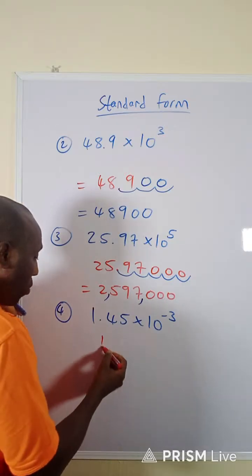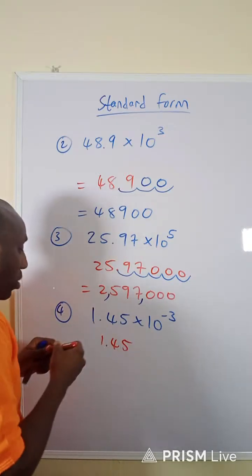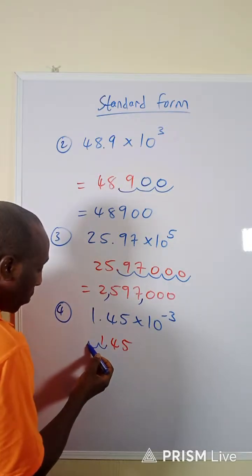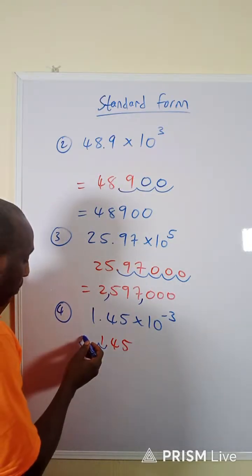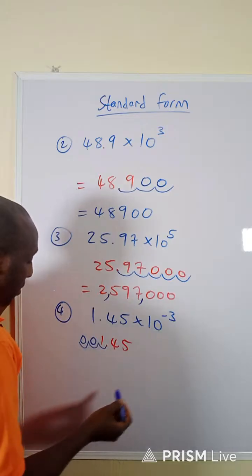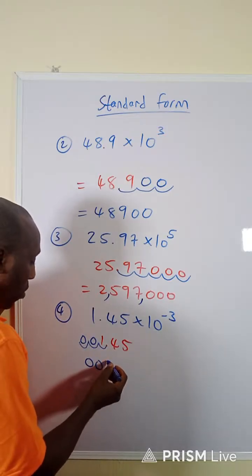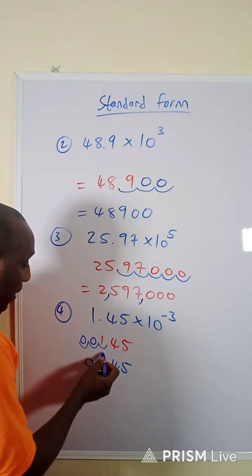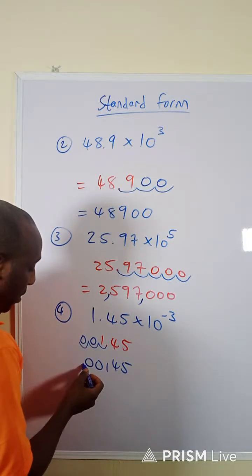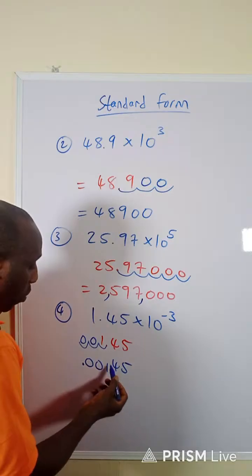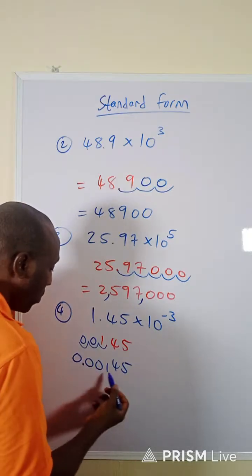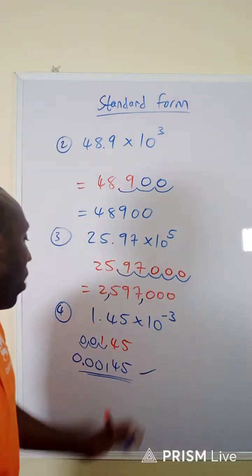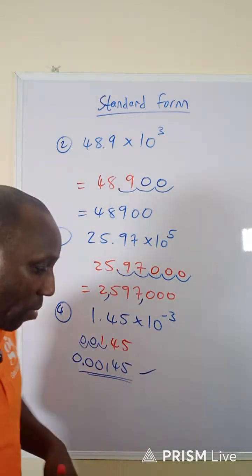So let me just write it, 1.45. We go to the left 3 times. Let's go, guys. From here, we do 1, 2, 3. In the empty spaces, put zeros. So you have 0, 0, 1, 4, 5. We can put our decimal point here because we shifted it from here to this point. So you have 0.00145. This is in ordinary form, while this is in standard form.